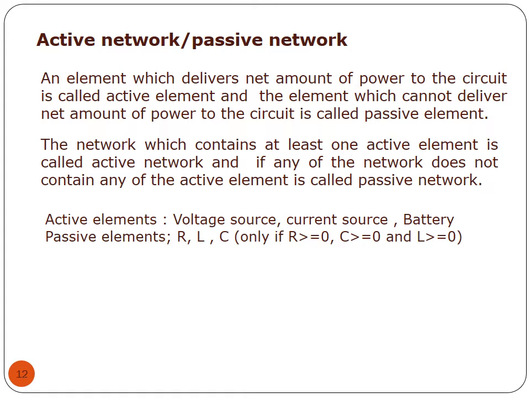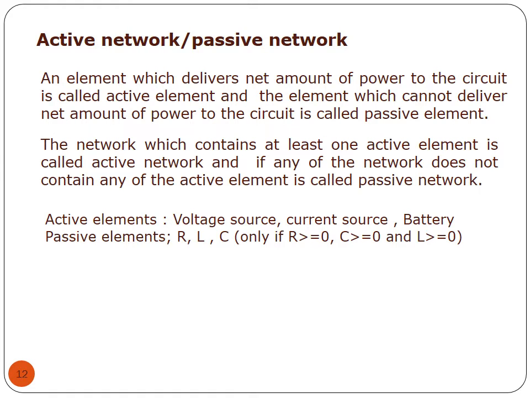Now, second type would be active network and passive network. An element which delivers net amount of power to the circuit is called active element, and the element which cannot deliver net amount of power to the circuit is called passive element. The network which contains at least one active element is called active network. And if a network does not contain any active element, it is called passive network.